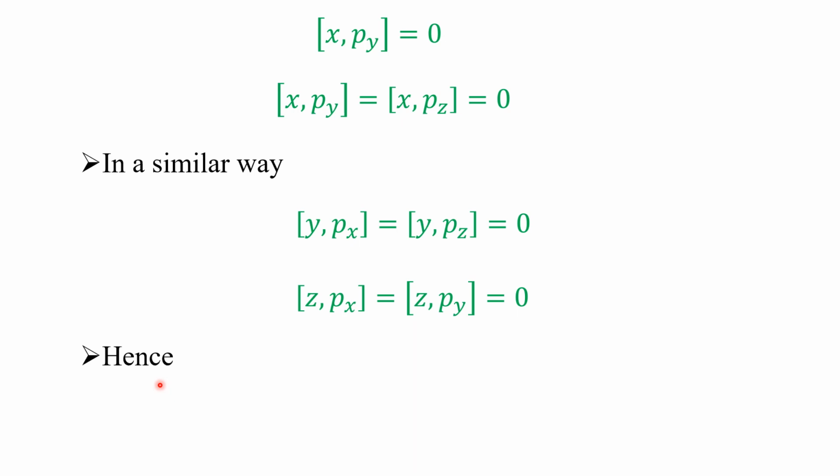Hence, we can generalize this as Ri with Pj is equal to minus Pi Rj, which is equal to I h cross delta Ij. That is, when i and j are the same, then it will be I h cross. Otherwise, it will be 0. That's what we have proven so far. So that is the proof we have seen now. We will move on to the next division.